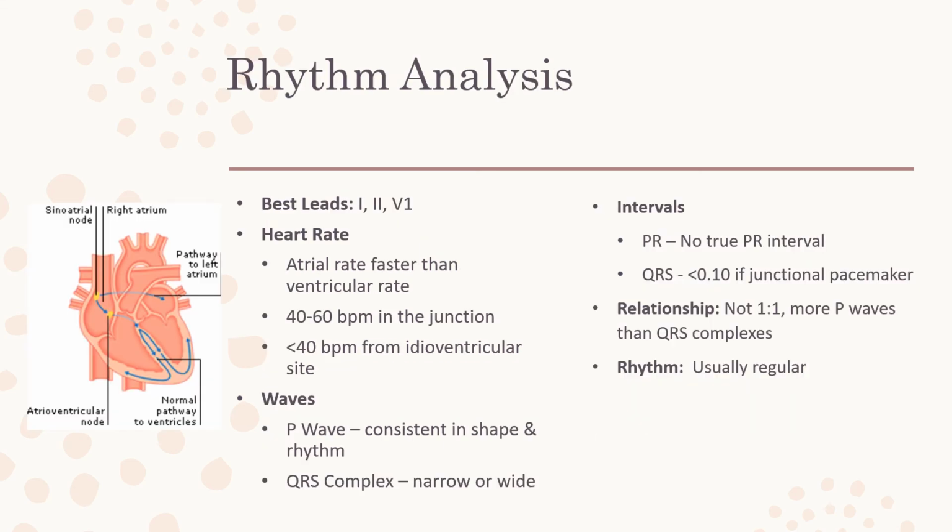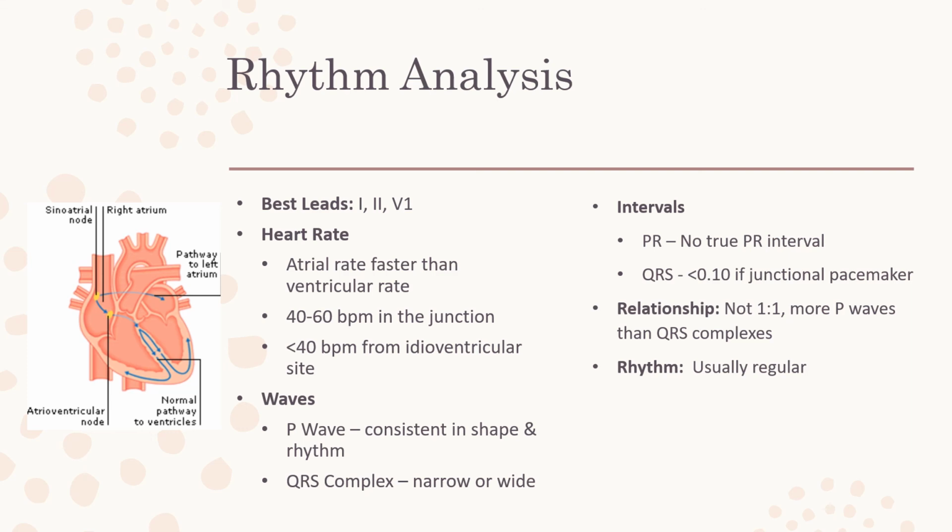So the best leads to see this in are leads 1, 2, and V1. The atrial rate is going to be faster than the ventricular rate. 40 to 60 beats in the junction, less than 40 if it's coming from the idioventricular sites. The P waves are going to be consistent in shape and rhythm, and the QRS complex can actually be narrow or wide. The issue here is that the atria is beating totally independently of the ventricles.